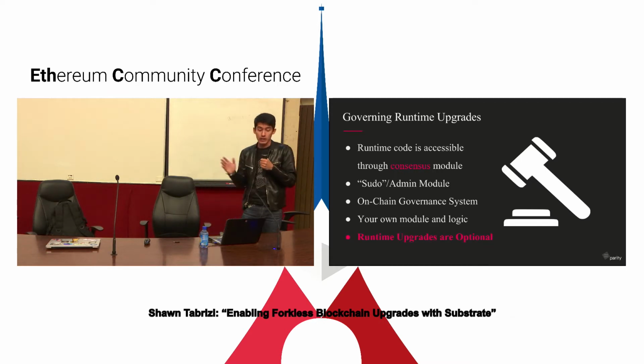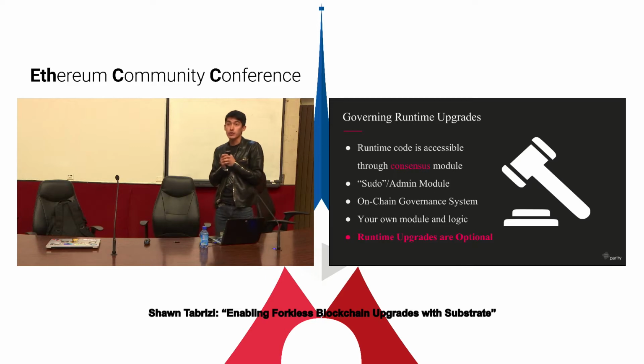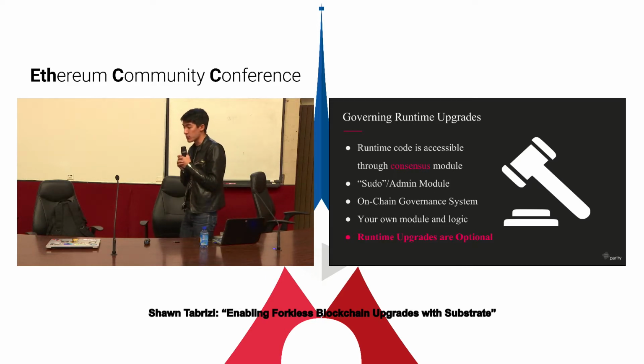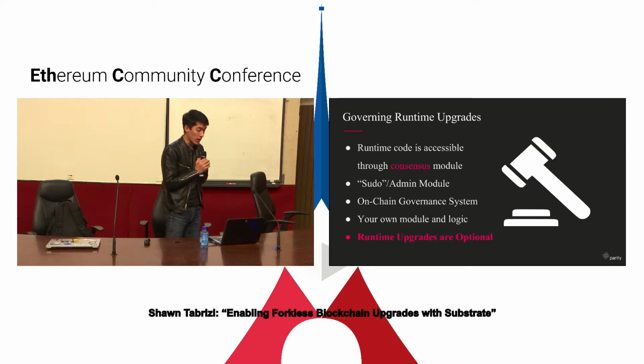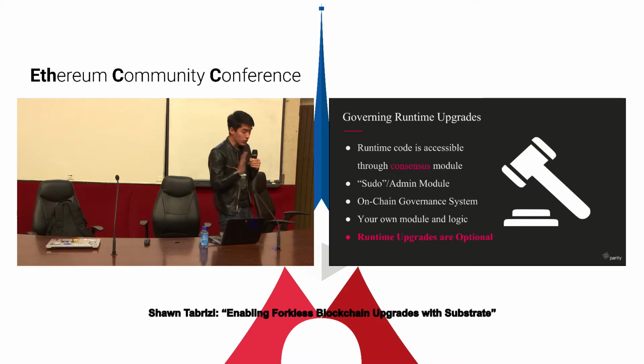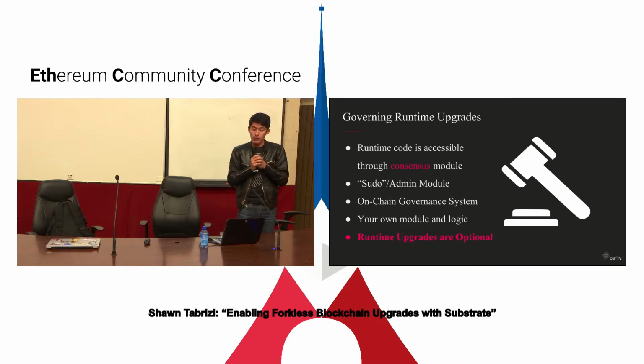And I guess the most important thing to talk about is runtime upgrades are optional. So you could also build a blockchain on Substrate which doesn't have runtime upgrades at all. So if you want to make sure your blockchain has a fixed state and never changes, you can just remove the runtime upgrade option, and you just never have to worry about this pathway.